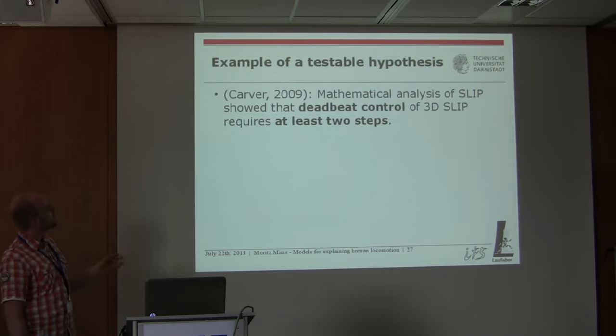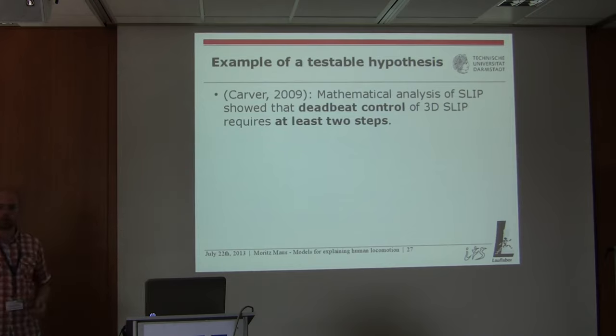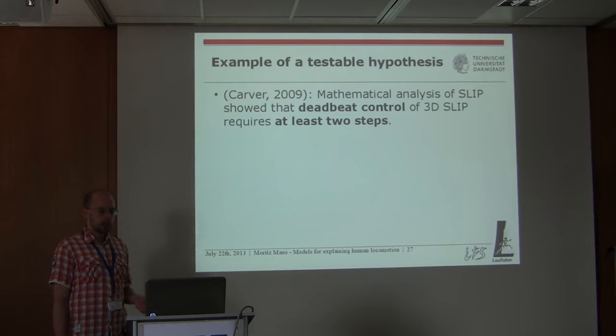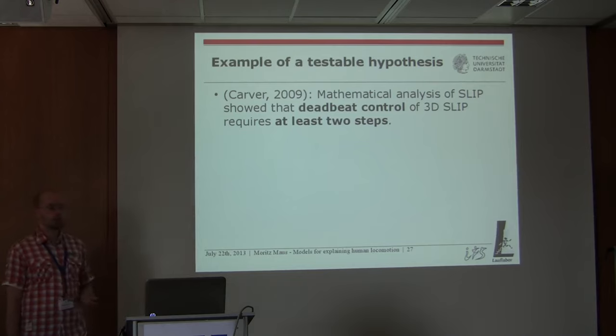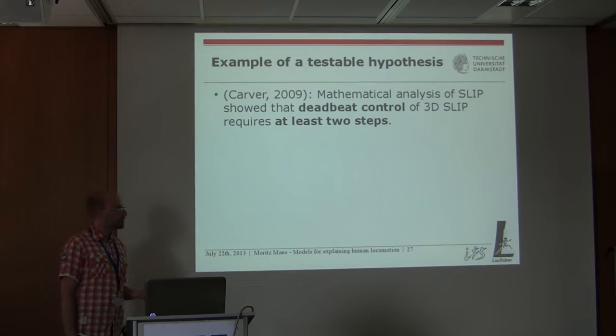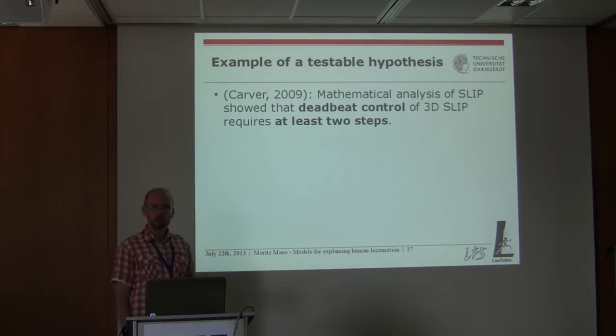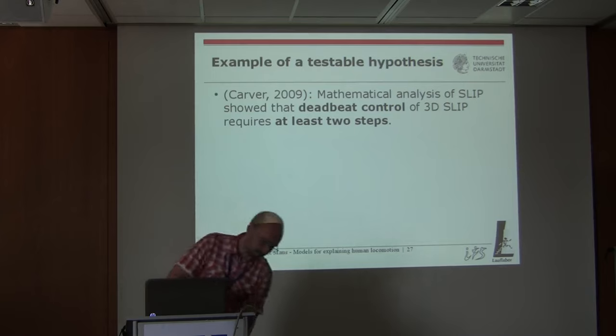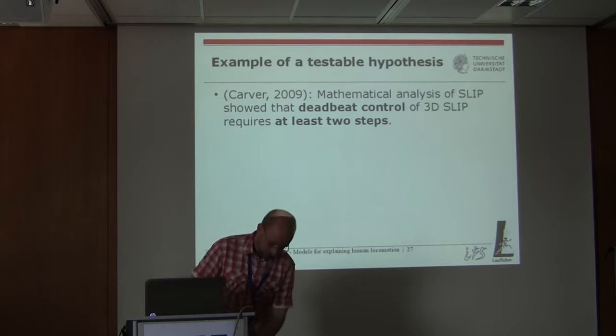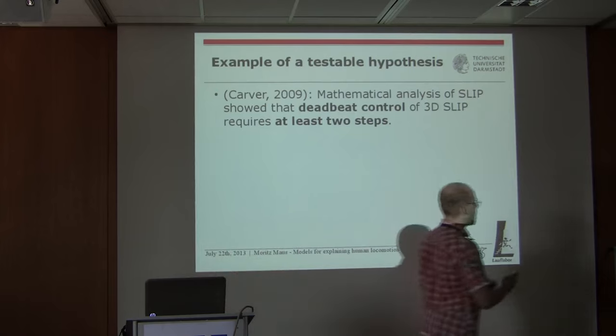One example of a testable hypothesis derived from the spring mass model is that there is no single step deadbeat controller. For a perfect deadbeat controller, you need two steps. This is also very clear. If you think of a lane change maneuver.